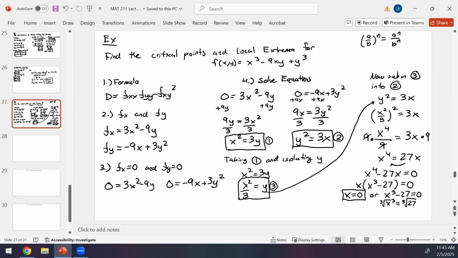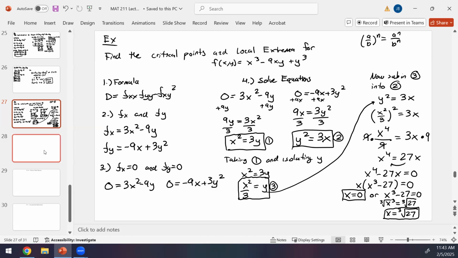Whenever you take the cube root or the fifth root or an odd root, so 1, 3, 5, 7, 9, there is no plus or minus. The plus or minus only happens when you do an even root, 2, 4, 6, 8. So thankfully for us, there's only one of them, and it's that. So now I have two x values. So I'm going to use that to find the y values now. So that's going to be my next step.